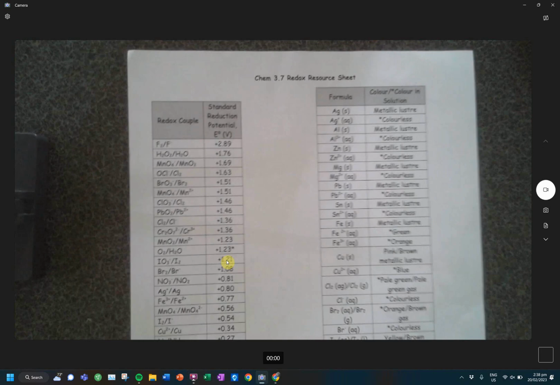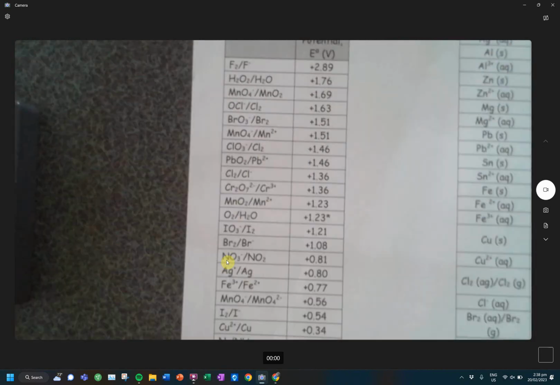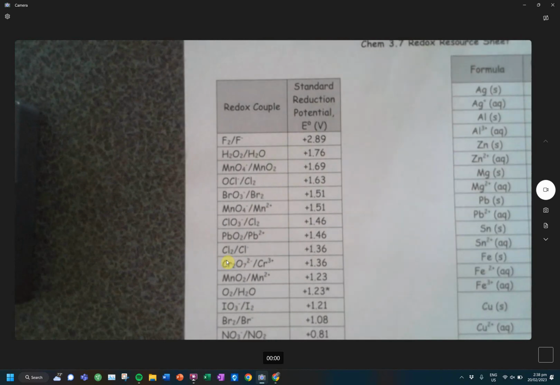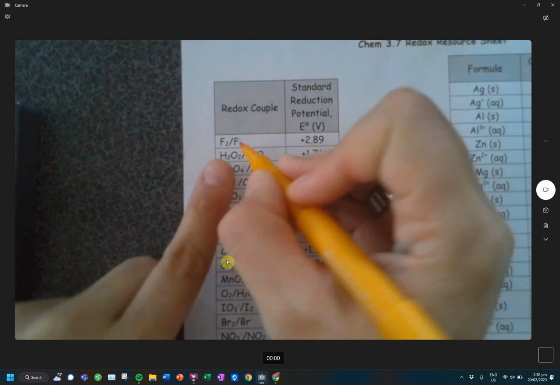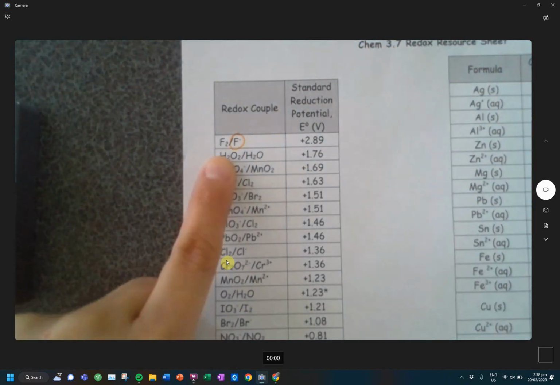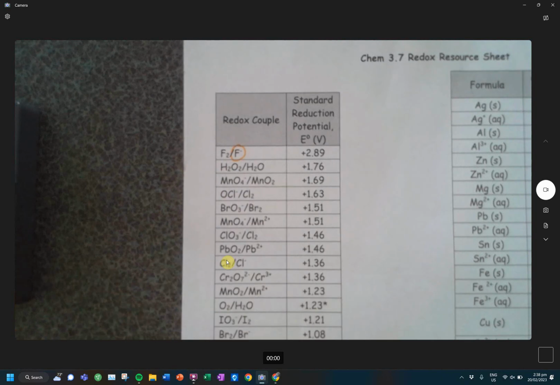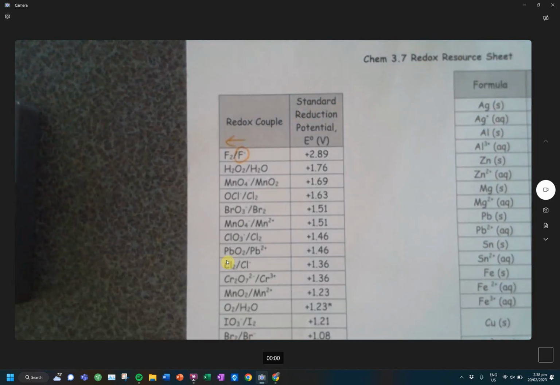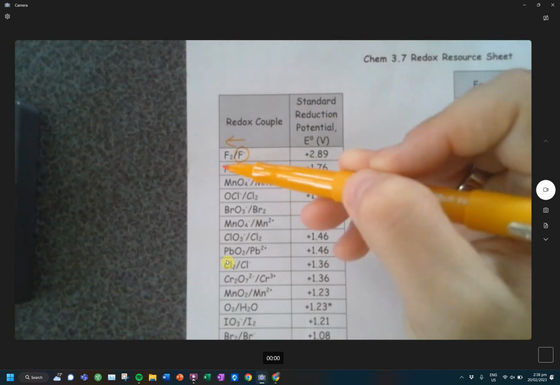Just to help you guys out, I want to point out that you have the redox couple on the left-hand side of your resource sheet. What I suggest you do is look for the ion that you are currently starting off with. So, for example, fluoride's right there. And the ion for electrolysis is always going to be on the right-hand side of that pair. And you're going in that direction to form the element, because we're going from ion to element. So if you have fluoride, you're going to fluorine.